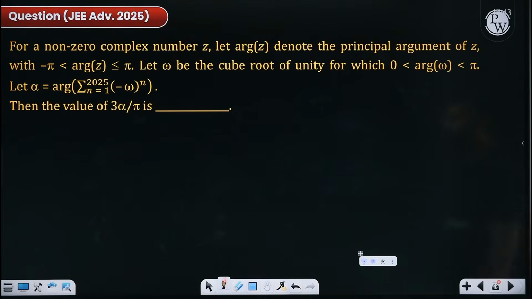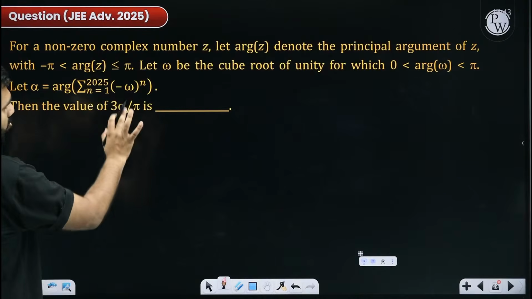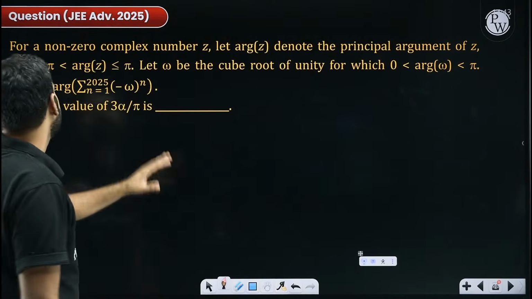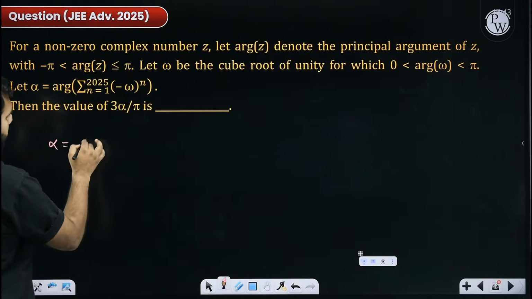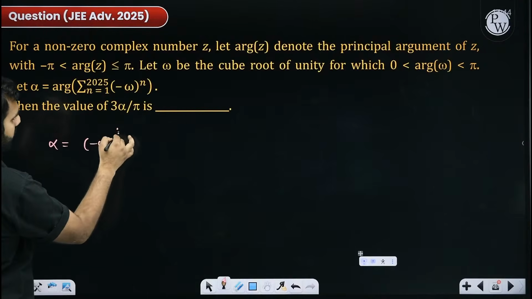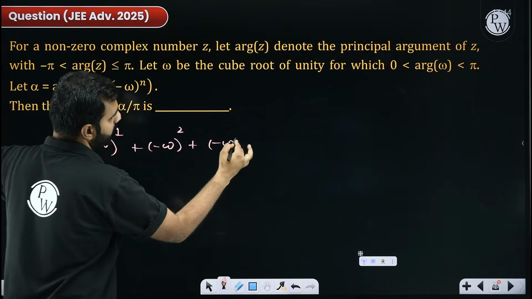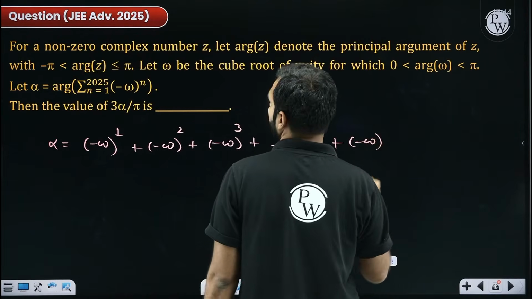Let's focus on the next question asked by JEE Advanced in 2025. Non-zero complex number, argument of Z, we know. This is how we define it. You know this property as well. This is the expression. What is alpha here? Alpha, if you pay attention, is omega, minus omega to the power 1, then minus omega to the power 2, then minus omega to the power 3, and so on until minus omega to the power 2025.